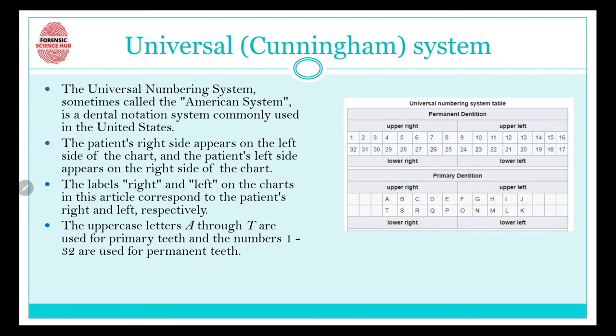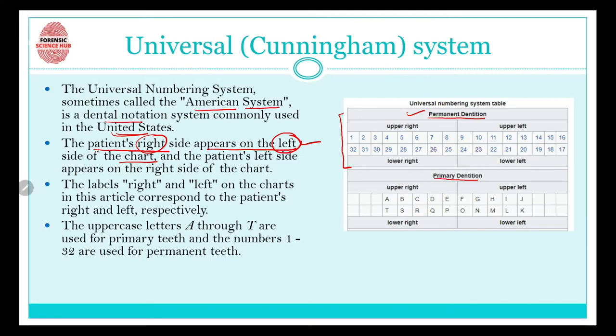Now the universal numbering system is also known as American system. Why? Because it is a dental notation that is used in United States. So that is why it is also known as American system. Now here we have the Cunningham system for permanent dentition and for primary dentition. So first let's talk about the permanent dentition. So always remember that the patient's right appears on the left side of the chart.